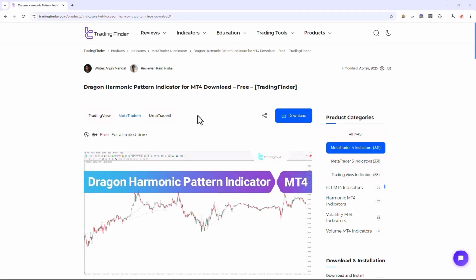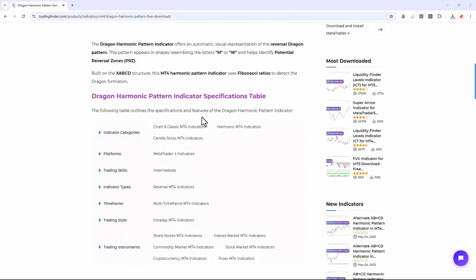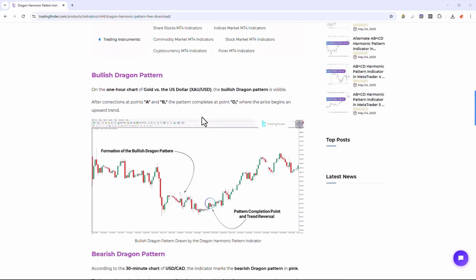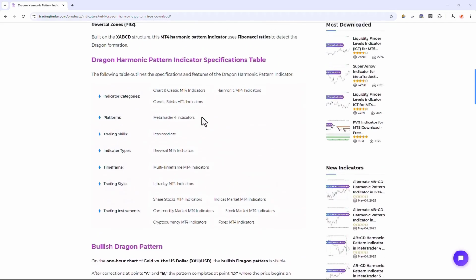the Dragon Harmonic Pattern Indicator, which is offered for various platforms on the TradingFinder website. From this section, you can download the indicator file for MetaTrader 4 and MetaTrader 5 platforms and run it on the chart. Additionally, traders can read this page to understand how the indicator works and functions.